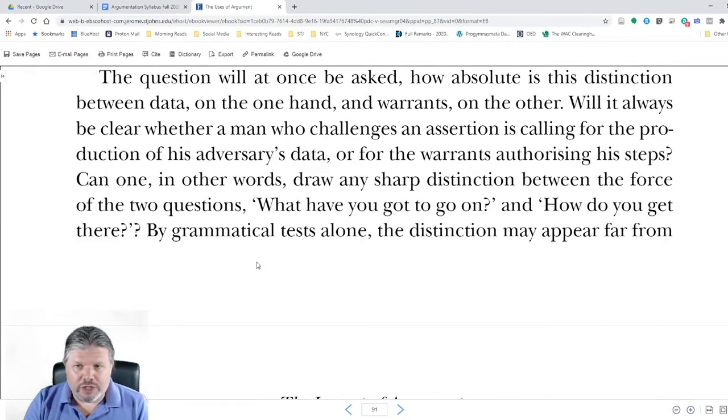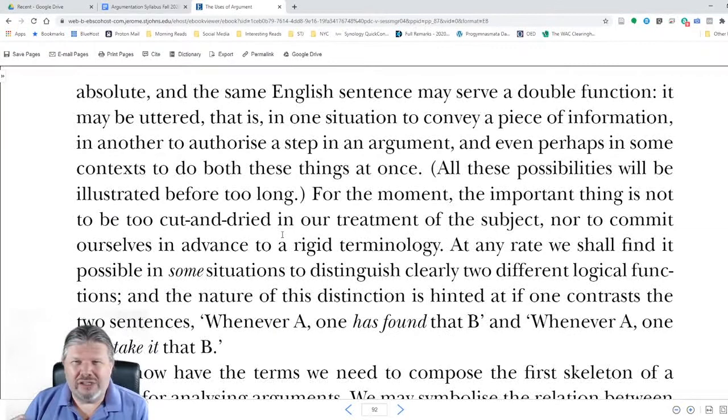By grammatical tests alone, the distinction may appear far from absolute, and the same English sentence may serve a double function. It may be uttered, that is, in one situation, to convey a piece of information, in another, to authorize a step in an argument, and even perhaps in some context to do both of these things at once. All these possibilities will be illustrated before too long.